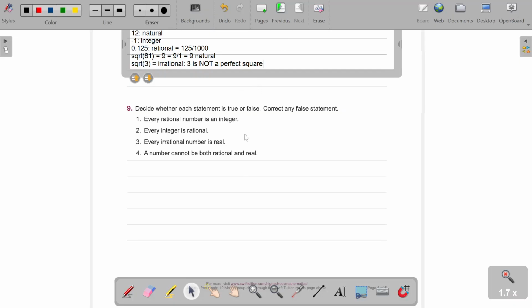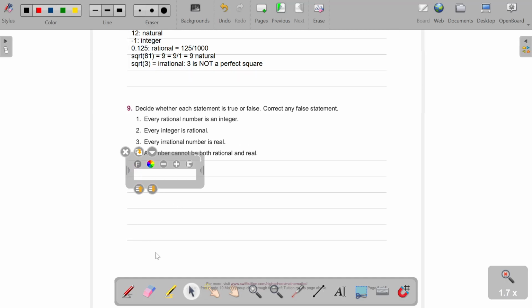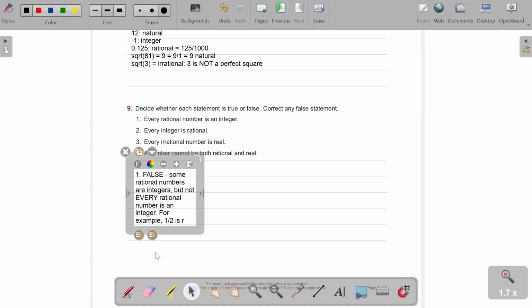But we know that some rational numbers can be written with numbers after the decimal point, right? So that is going to be a big no to the first one. The first one is going to be false. We're asked to correct any false statements, so we can say some rational numbers are integers, but not every rational number is an integer. And we can give an example. For example, 1 over 2 is rational, but not an integer. And that would be my answer to the first question.